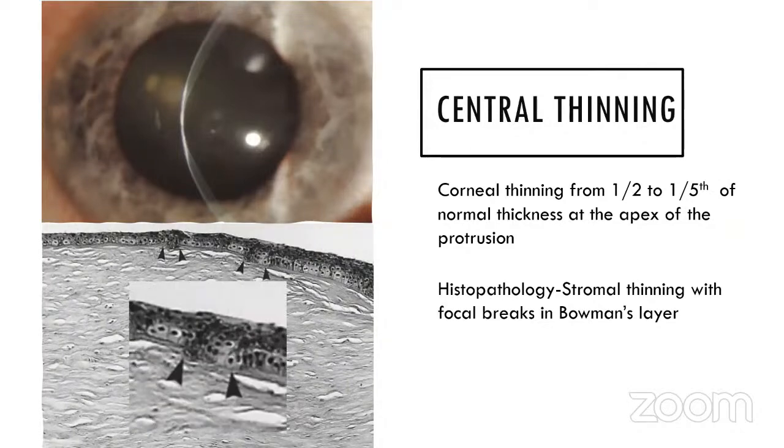Histopathology shows stromal thinning with focal breaks in the Bowman's layer, shown by the black arrows. In Vogt striae, these are fine vertical lines in posterior stroma just anterior to the Descemet's membrane. These are parallel to the axis of cone and disappear transiently on digital pressure.